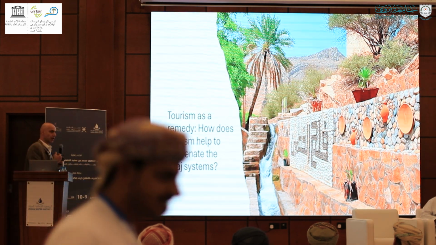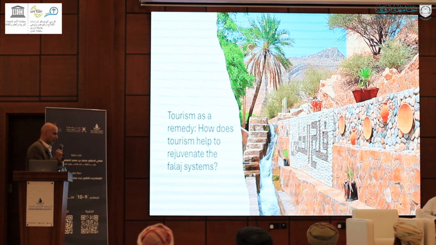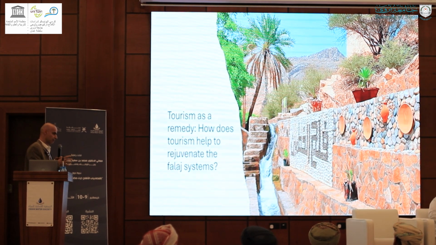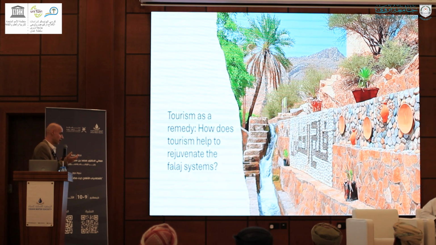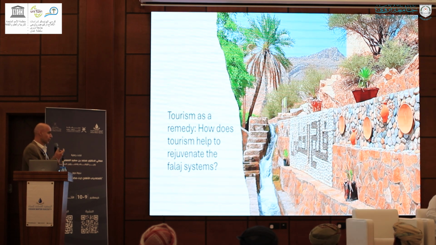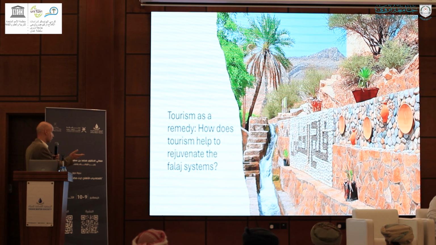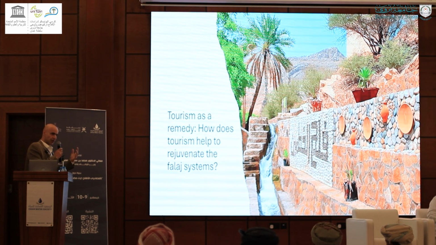Okay, maybe this is a very important question: is it still possible to use Falaj systems again for irrigation? In many places, no, because most of those lands have been allocated and transformed into urbanized areas, and we cannot use the water of Falaj systems for agricultural purposes. But at least we can use this water for other purposes, to return its function to the Falaj system, but in another way. For example, tourism can appear as a remedy.